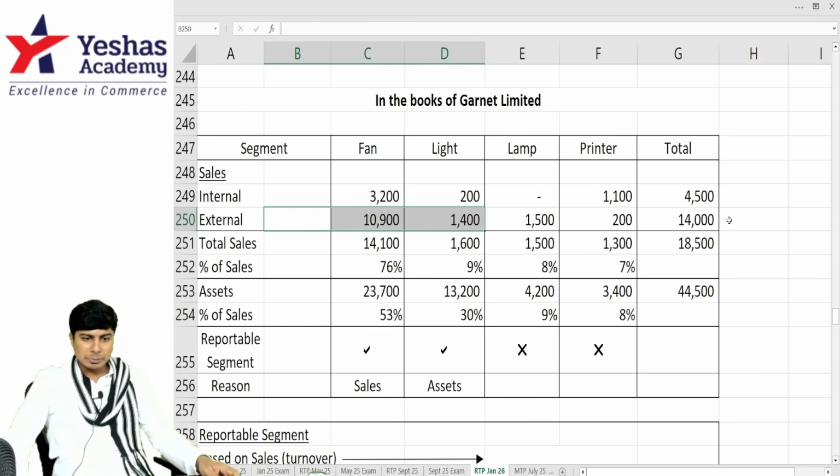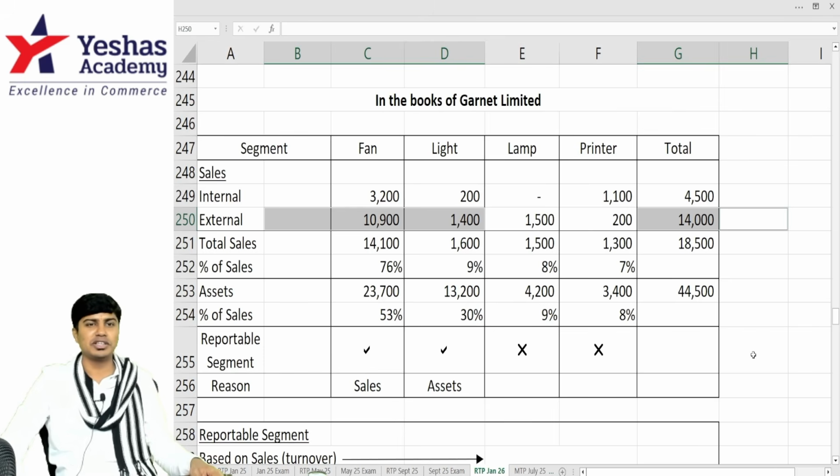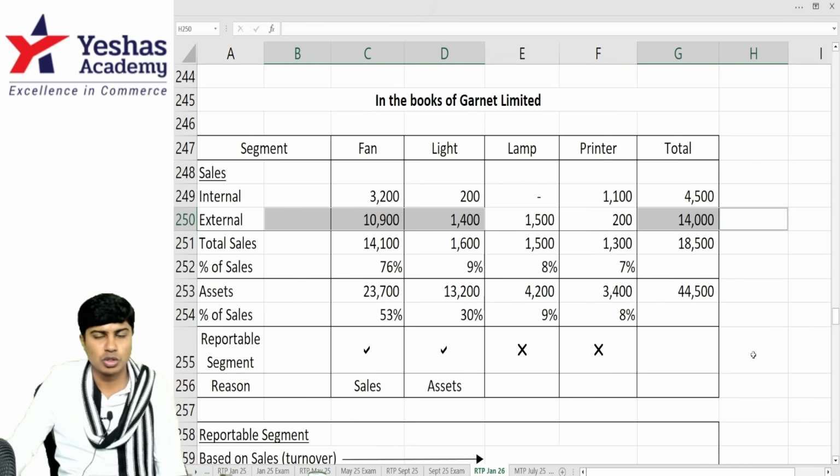12,000? Take 14,000 in the denominator. 12,300 by 14,000. 0.8. Multiply that by 100. 80%. So can I say fan and light together contribute to 80% of our total external revenue?